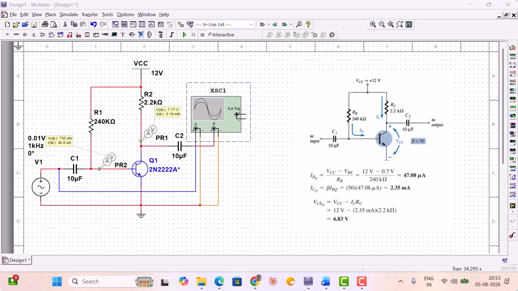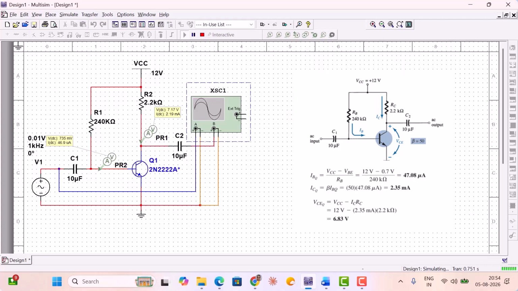Hello, welcome to this simulation demonstration of the example used in fixed bias circuit. The simulator used is Multisim simulator. The DC voltage VCC is 12 volt. The base resistor is 240 kilo ohms and the collector resistor is 2.2 kilo ohms. These are the values that are provided in the worked example also. I will start the simulation by clicking the green play button on top.